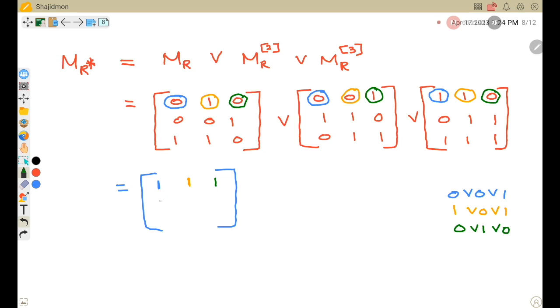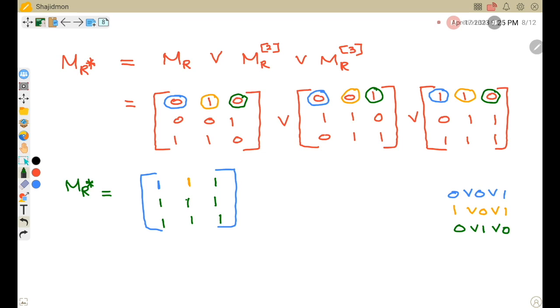You will get the matrix 1, 1, 1 and here 1, 1 and 1. So this is the matrix of the transitive closure. We are calling it MR star. MR star equals 1, 1, 1, 1, 1, 1 and 1, 1, 1.